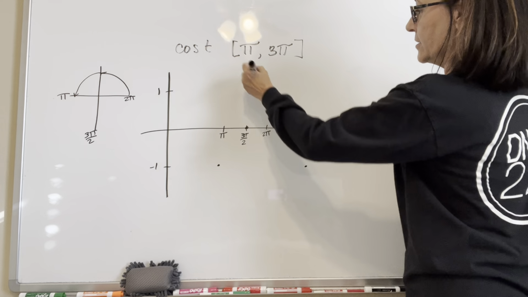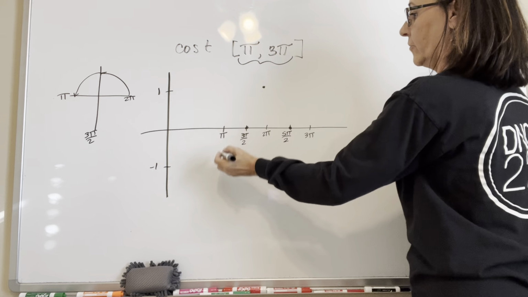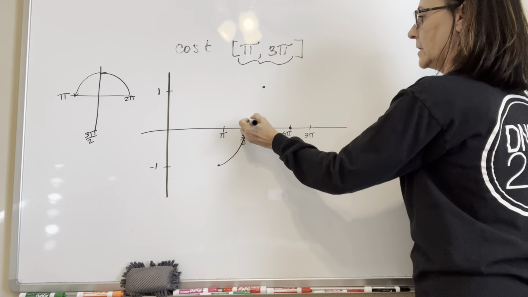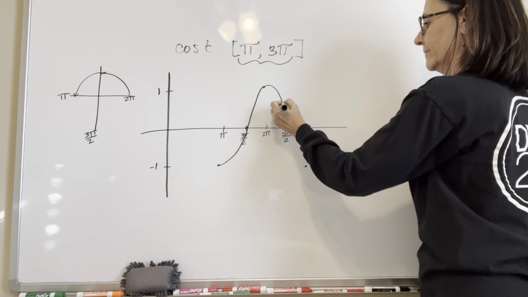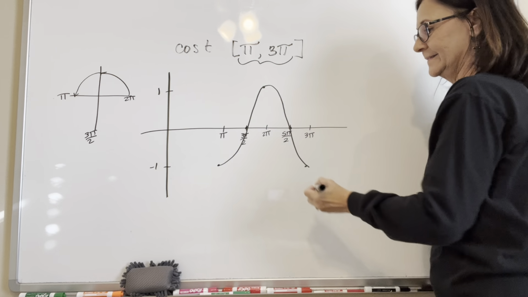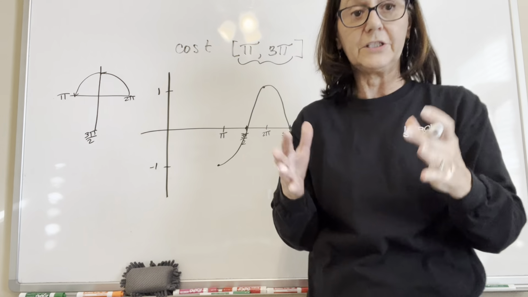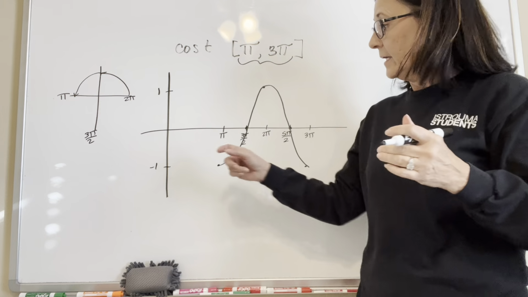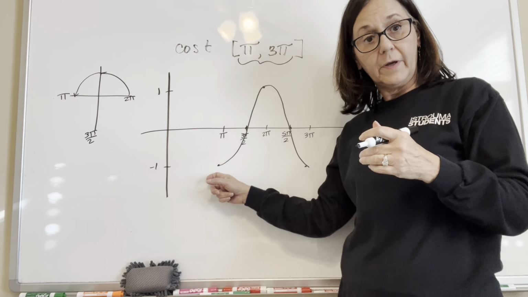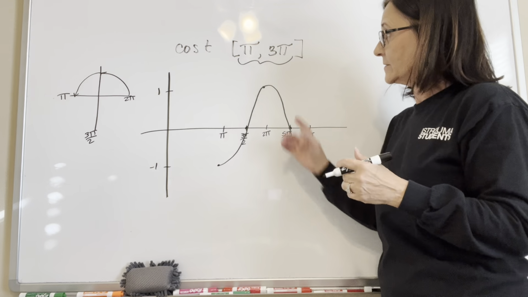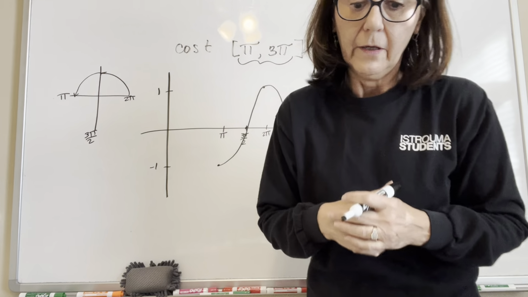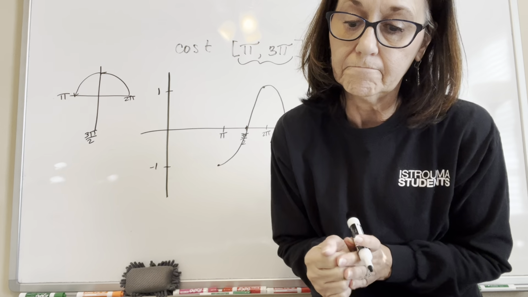All right, so just on this interval, the cosine curve looks a little like this. All right? So it just is telling you what interval. It's telling you the first point you want to graph and the last point you want to graph. All right?